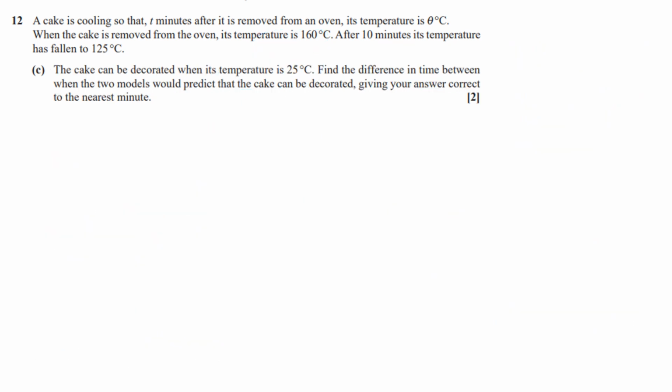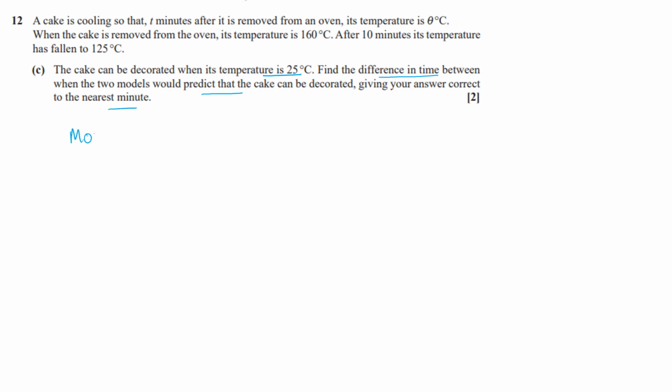Last part, part C, we've still got our cake, but now we're going to decorate it when the temperature has fallen to 25 degrees. The question's asking us to find the difference between when the two models would predict the cake can be decorated. Give me your answer to the nearest minute.